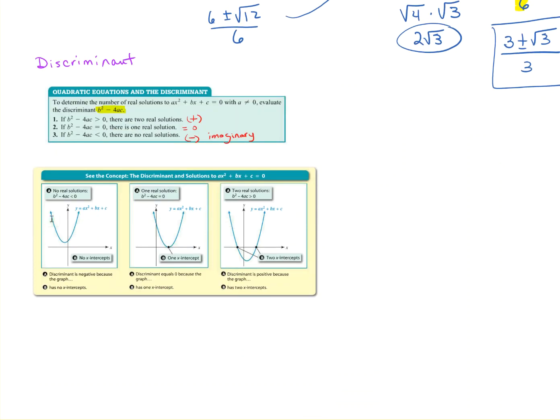And so this is where your discriminant is less than 0. This is where it's equal to 0. This is where it's greater than 0. So let's go look at our problems and see how we're going to apply this.